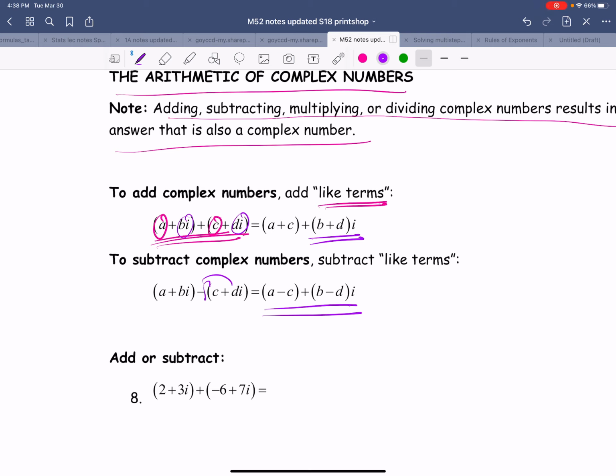So here we're going to focus on a couple of examples where we're adding or subtracting complex numbers. 2 plus 3i plus negative 6 plus 7i. So add the real parts together: 2 minus 6 is negative 4. Add the imaginary parts together: negative 4 plus 10i.